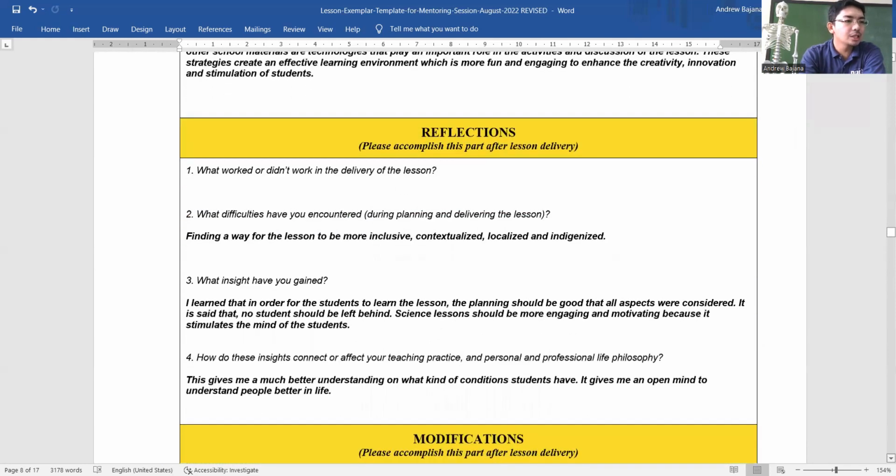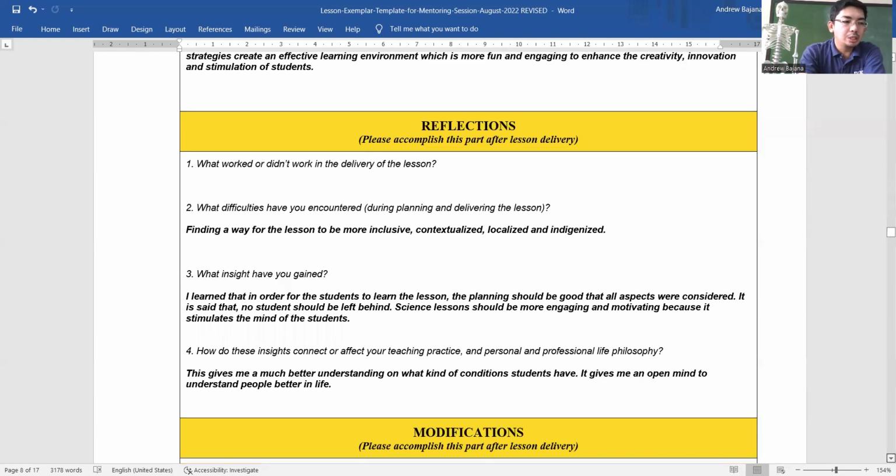For the reflection part: what difficulties have you encountered? Finding a way for the lesson to be more inclusive, contextualized, localized, and indigenous. What insights have you gained? I learned that in order for students to learn the lesson, the planning should be good, and all aspects should be considered. It is said that no student should be left behind, and science lessons should be more engaging and motivating because it stimulates the minds of students.